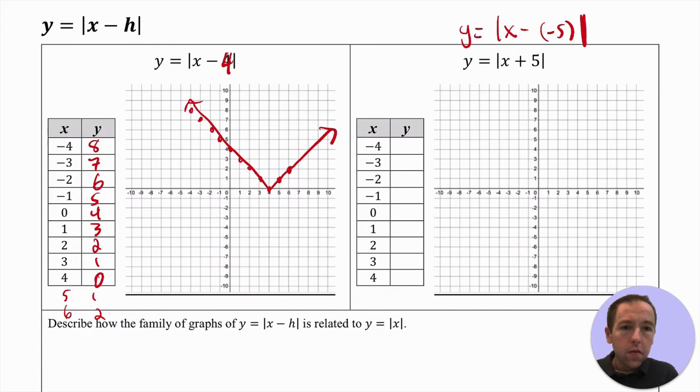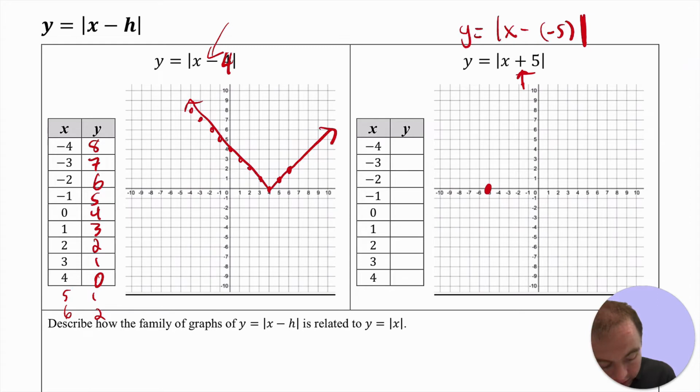So without really actually making the table of values for the next one, if you see that it's x plus 5 inside, so anytime you're adding inside, it's actually going to shift it the opposite direction of what we just did, which is to the left. So here when we saw that we were subtracting a positive 4, that's going to be a right shift by 4 units, and when it's adding, it's a left shift.